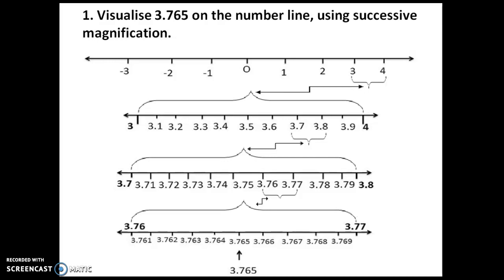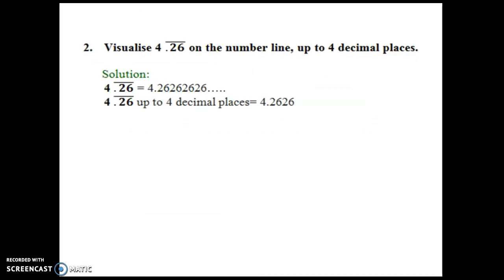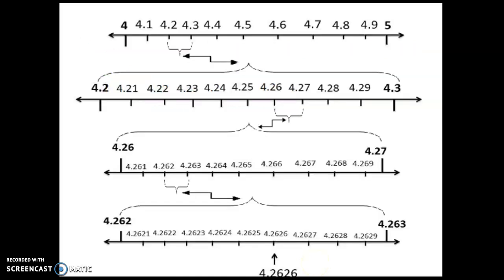Okay, so with this we'll move to the next problem. Visualize 4.26 bar on the number line up to 4 decimal places. This is the question. The 26 with a bar on top means the 26 is going to repeat, recurring. So 26, 26, 26, it will go on like that. For 4 decimal places we have to locate it on the number line. So the required number is 4.2626. We will see in the next slide how it is. Take the first line.